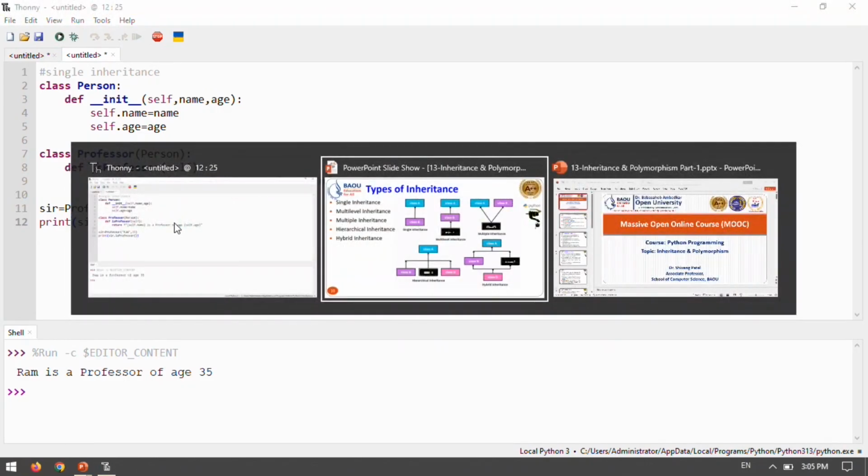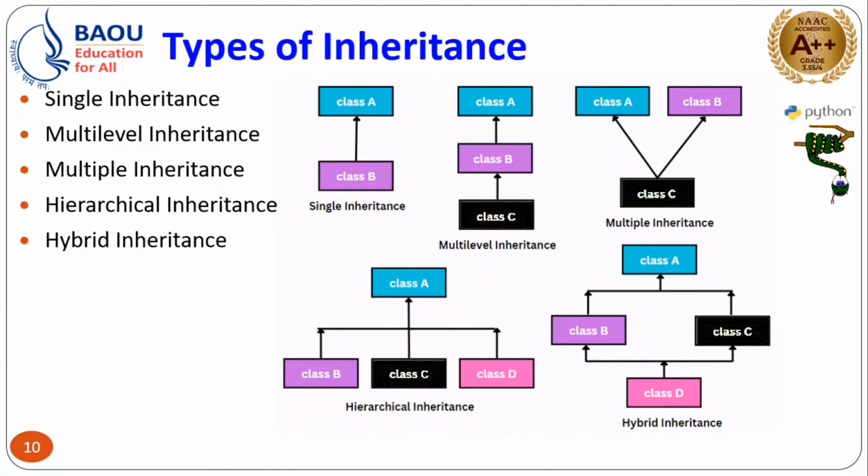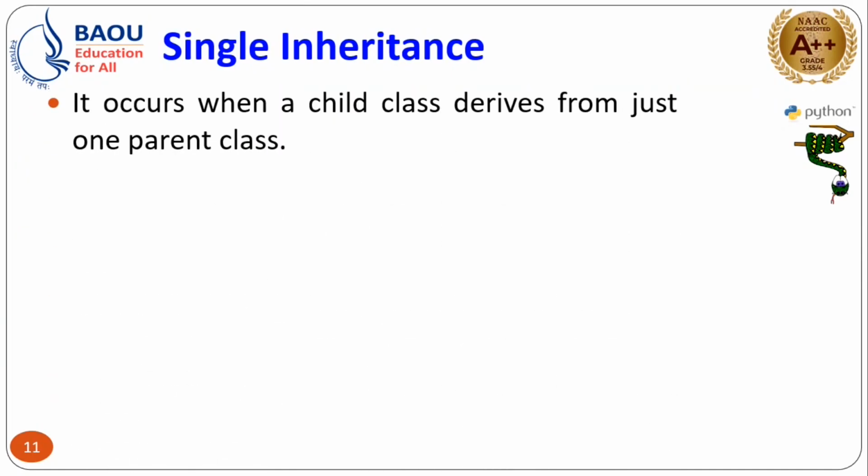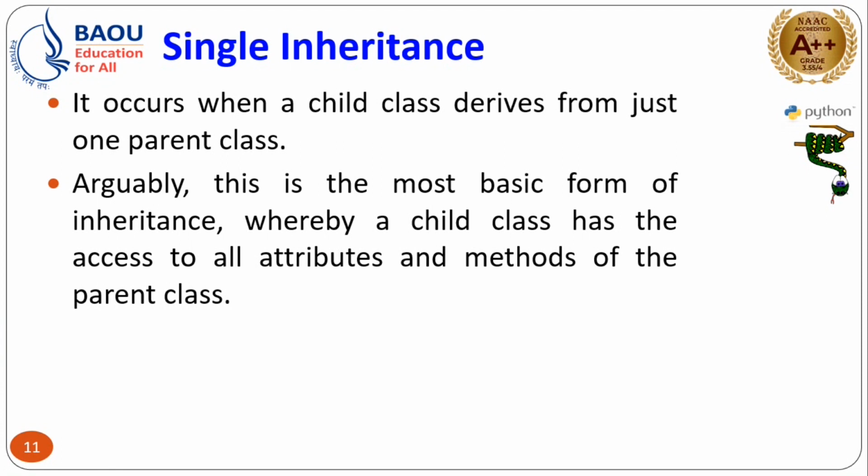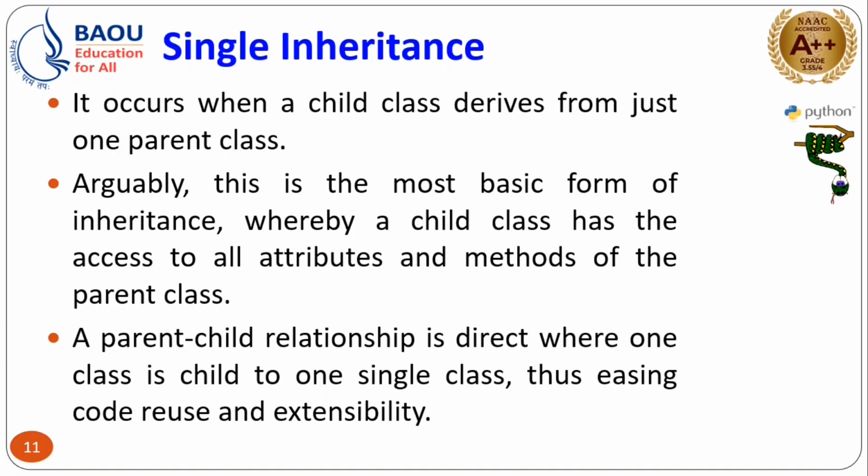Now we are concluding our session. We have already discussed single inheritance. Basically, it is the simplest implementation. Whenever there is only one child class and one parent class, then you use this single inheritance concept. We have already discussed the example. Now we are concluding our session.